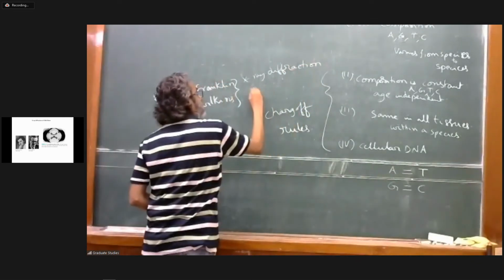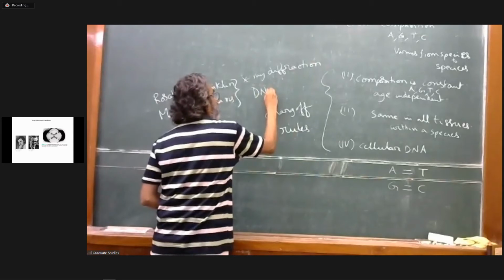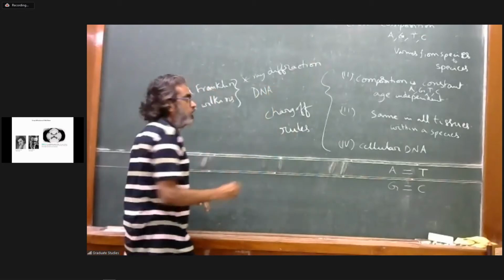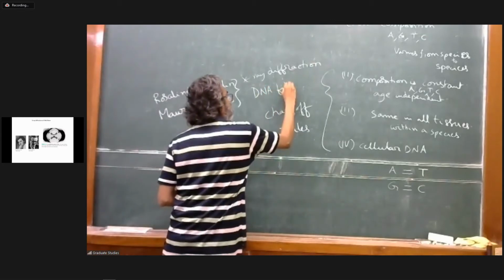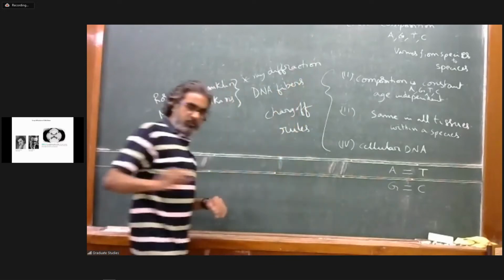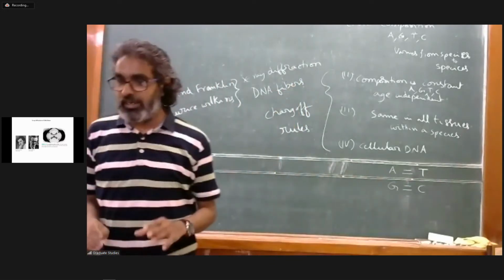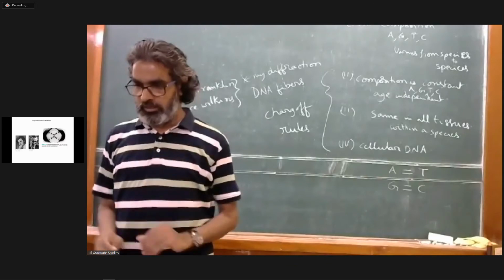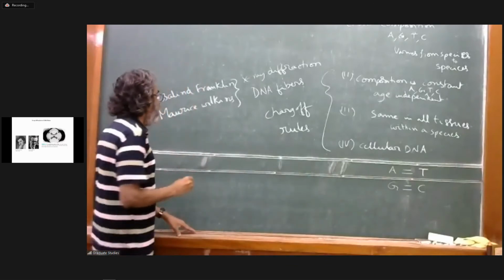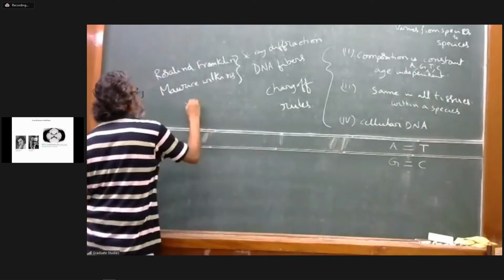So looking at basically DNA structure. What they are looking at is basically purified DNA fibers just under diffraction. Do we get any periodicity? Is there any periodicity or not? Are there any periodic elements?